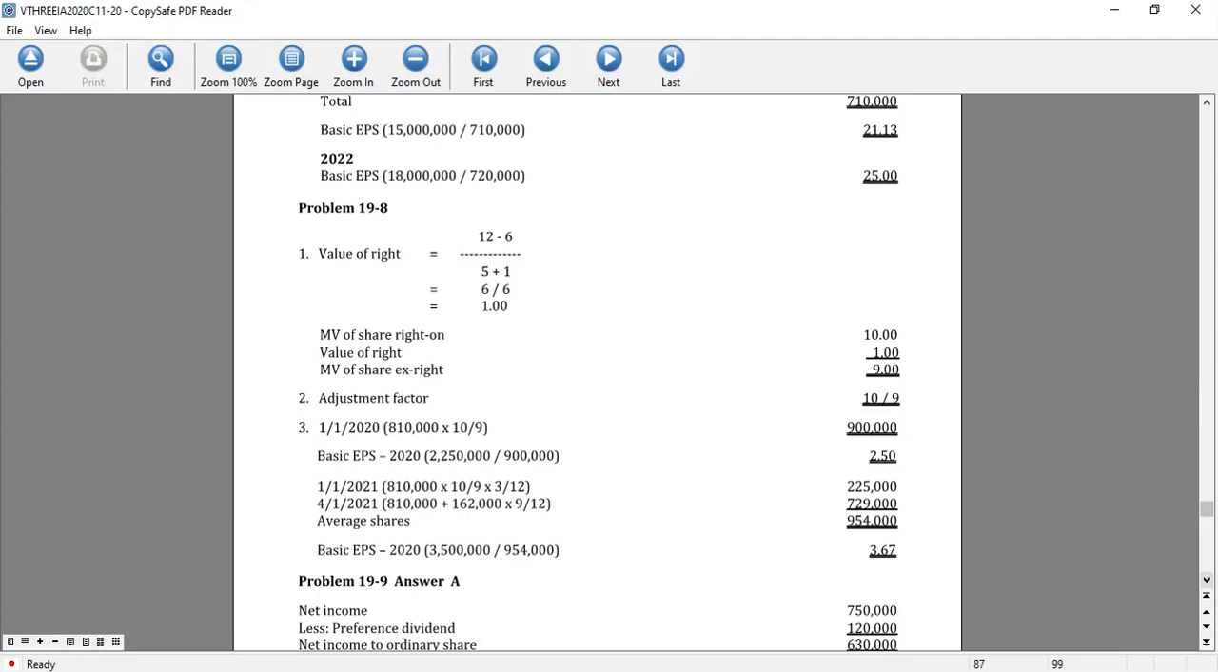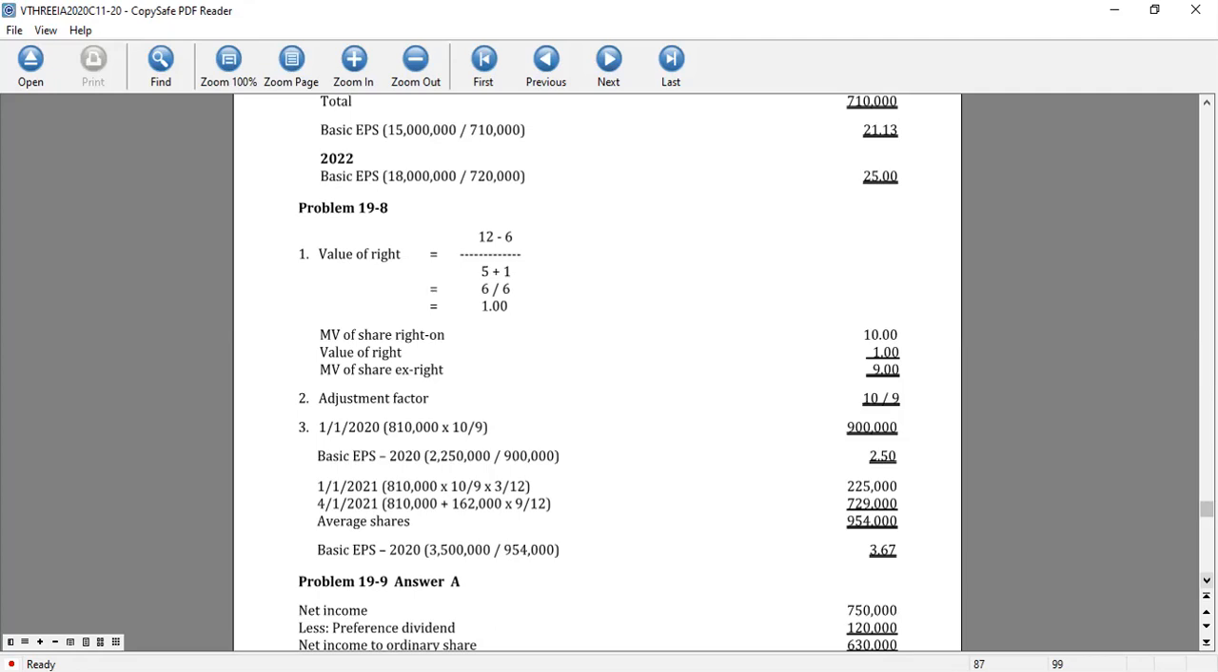Value of right: we have now 12 minus 6, and we divide it by 5 plus 1. So 12 is the market value of the share on that date, and 6 is the price per share to be exercised on April 1. So we have now 12 minus 6, and we have 5 shares plus 1. So we have 6 over 6, or 1. Now the market value of rights on is given at 10, and the value of right is 1.